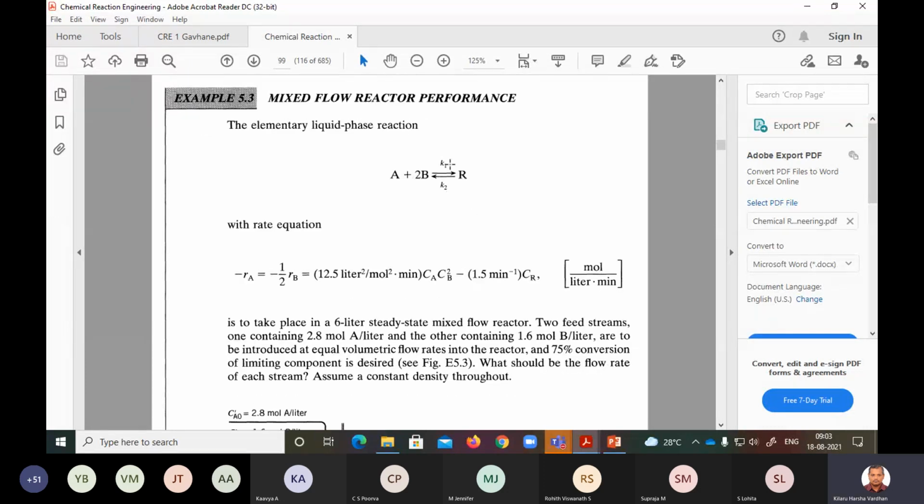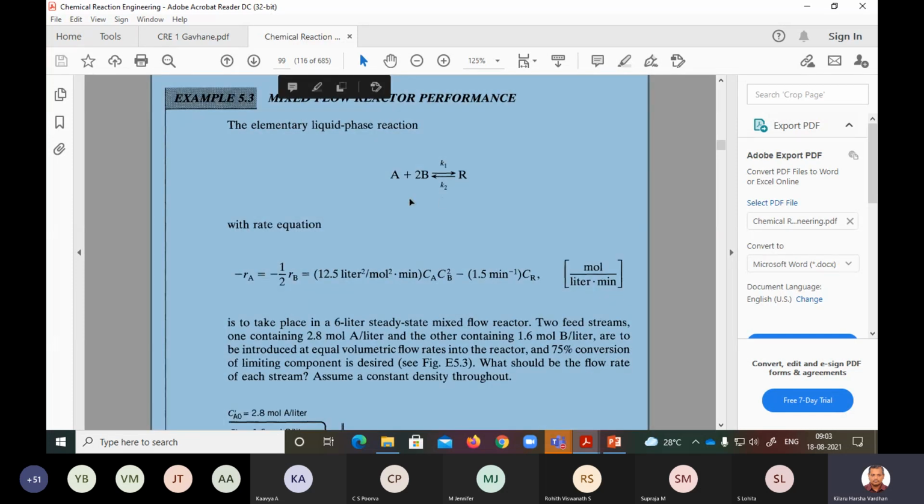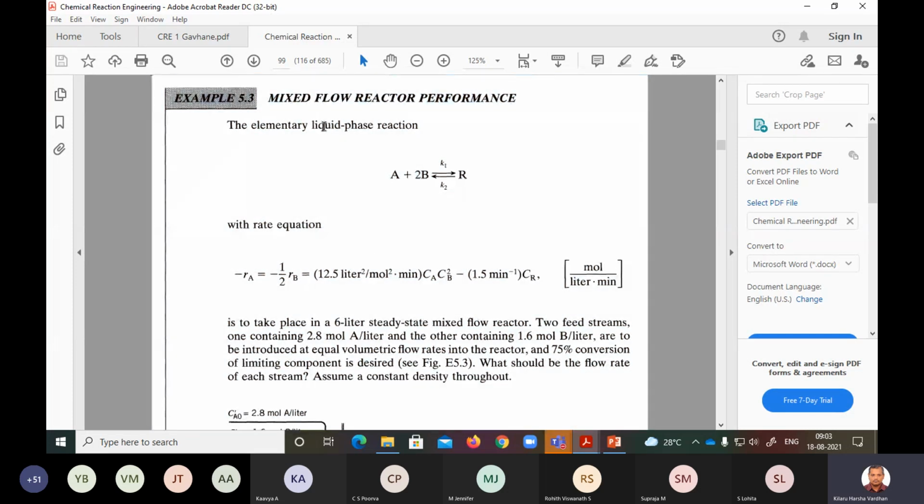He is giving you a reversible reaction, A plus 2B gives R, and he is giving that it is elementary. That means it corresponds to the rate expression. It is a liquid phase reaction, A plus 2B gives R, where k1 is the forward reaction and k2 is the backward reaction. He is giving you the rate also. Since it is an elementary reaction, it is a third order reaction because Ca into Cb square will come.